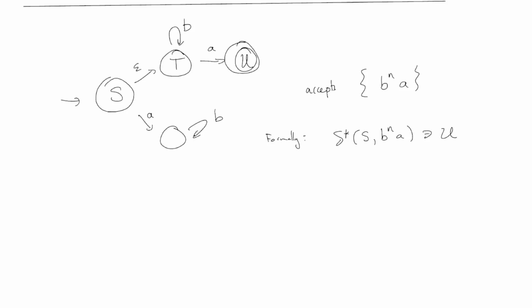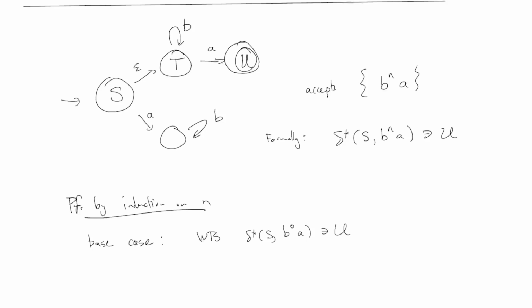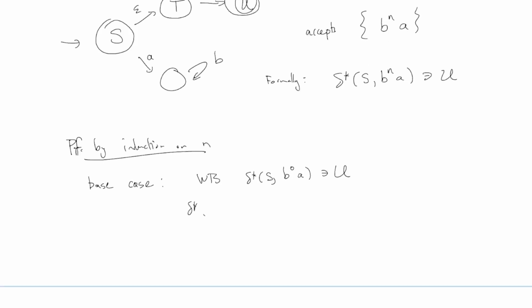All right, so we got to do the induction. So I'm going to do a proof by induction on N. We begin, as always, with the base case, which in this example and in most examples is easy. The base case is N equals 0. I want to show that delta star of S, B to the 0 A contains U as an element. And how do we show that? Well, delta star of S, B to the 0 A is the same as delta star of S and A.